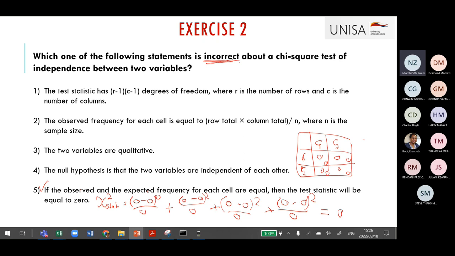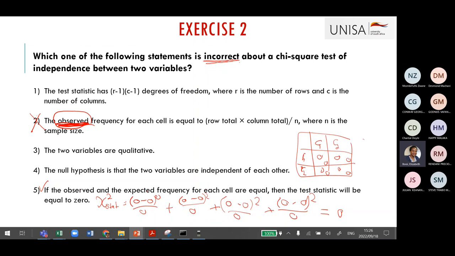I think number two is incorrect because it has to be divided by the total, not the sample size. No, it is correct. The only thing that is not correct is this. The observed values are the values that you are given. Something that is not given, you need to calculate by using your row total times your column total divided by your N, which is your sample size, which is your grand total.